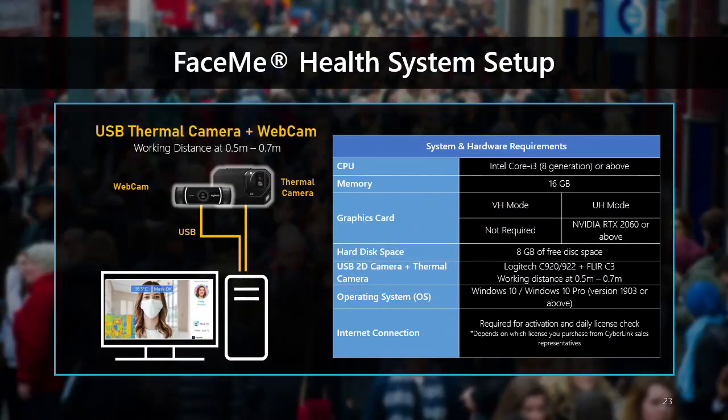All right, and for the entire setup of this system, we require 2 cameras. One is a regular 2D webcam, and the other is a thermal camera. Right now we're supporting the FLIR C3 thermal camera. Both of these cameras are connected to a computer, which runs an 8th generation Core i3 processor. So you can see the system requirement itself is actually quite low. With these 2 cameras, you can do facial recognition and check the temperature. The working distance is around half a meter, 50 to 70 centimeters.